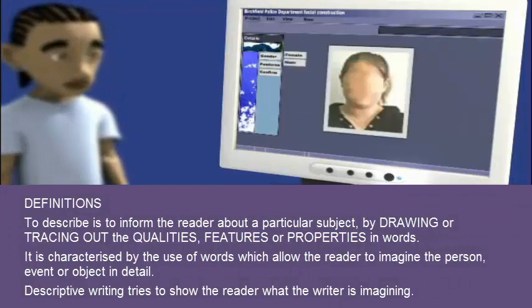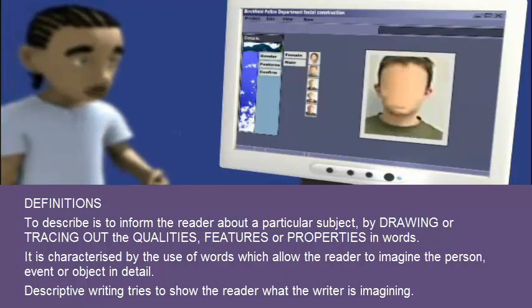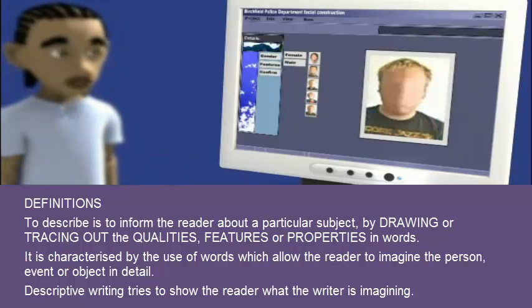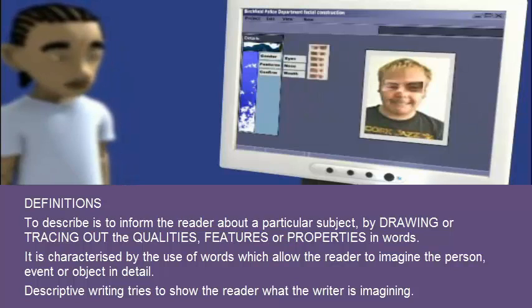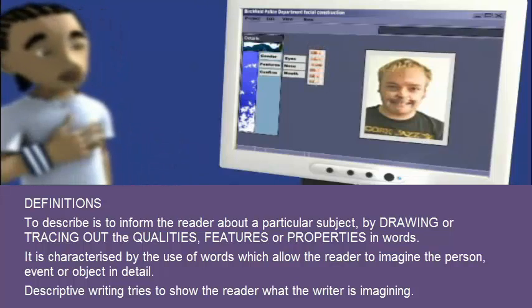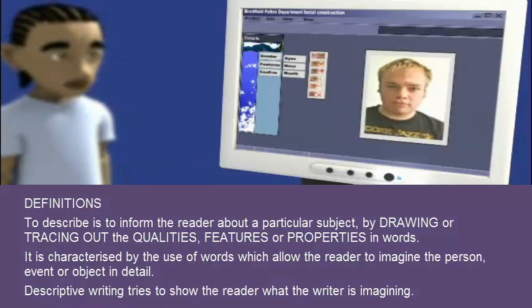Definitions. To describe is to inform the reader about a particular subject by drawing or tracing out the qualities, features or properties in words. It is characterized by the use of words which allow the reader to imagine the person, event or object in detail. Descriptive writing tries to show the reader what the writer is imagining.